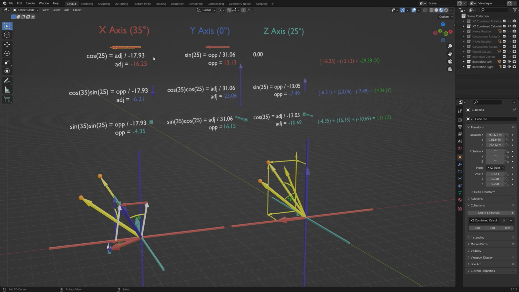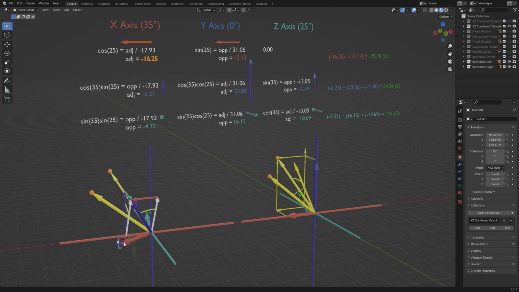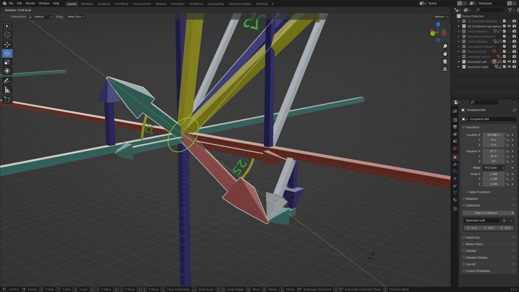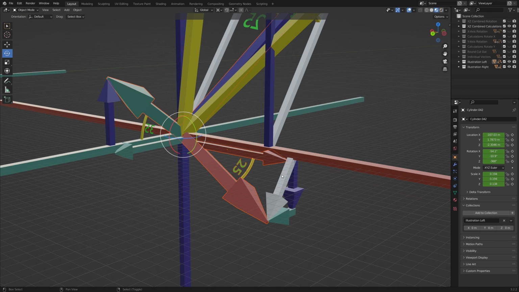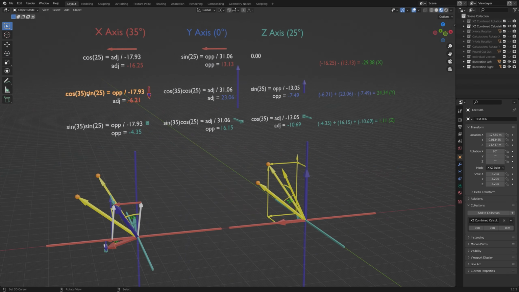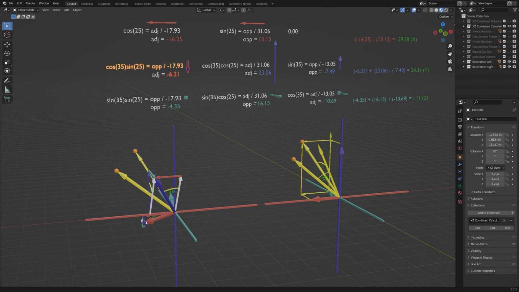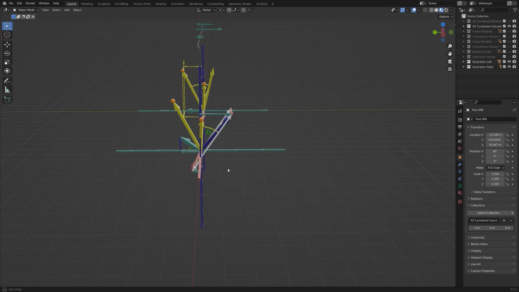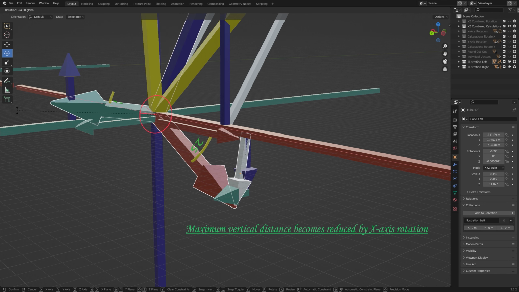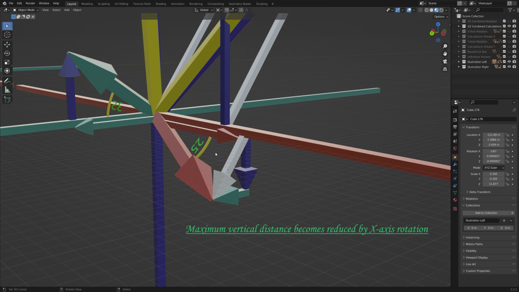The x value of the x-axis is the adjacent side of this triangle, which was produced by rotating 25 degrees around the z-axis. Notice how the x-axis rotation makes no difference to the x value. The y value of the x-axis is where it starts to get interesting, because we have cosine and sine being multiplied together. If there was no rotation around the x-axis, then this vertical component would be at its maximum value, because sine 25 degrees would produce a vertical opposite side for the larger triangle.